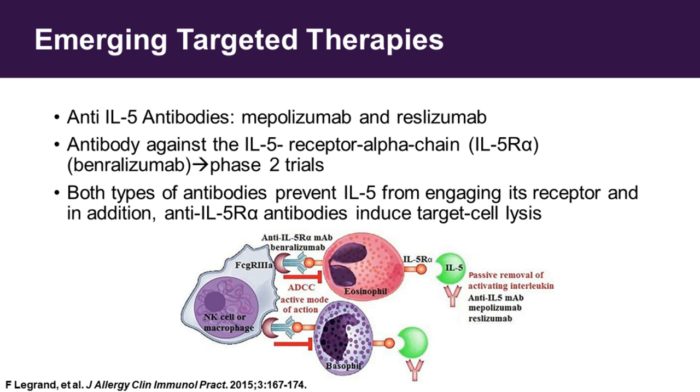Mepolizumab, like I just talked about, reslizumab is another anti-IL-5 antibody that is being studied in EGPA. And of course, like I mentioned, eosinophils are very central to this process, so if we can block the free IL-5, that's one target. Of course, if we can block the receptor, that's the other target. There are phase 2 trials looking at blocking the IL-5 receptor to try to improve disease control in EGPA.